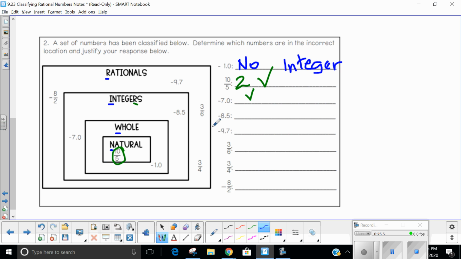How about -8.5? Now remember, if you have a fraction or a decimal, we know we're not talking about whole numbers, so it has to be a rational number. So is -8.5, do they have it in the right category? They have it as an integer, but it can't be an integer. It's got to be a rational number. So this one is not correct. Okay, they don't have it in the right place. They have it as an integer, but it's supposed to be a rational number.